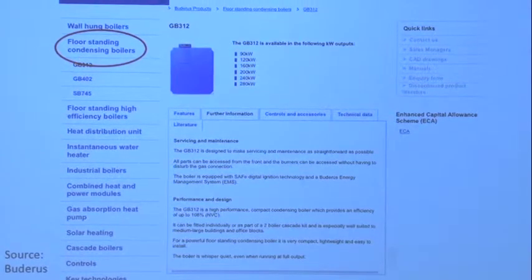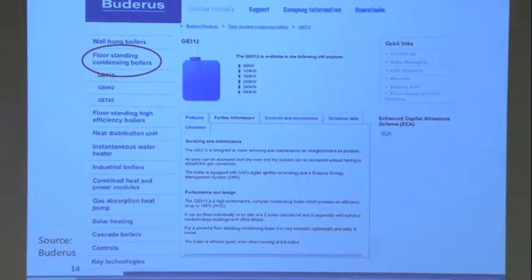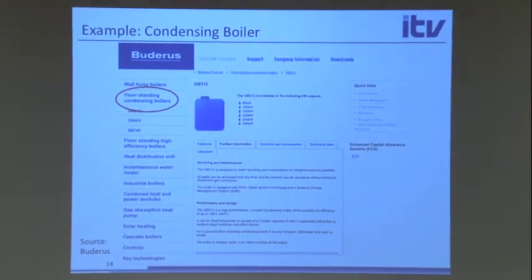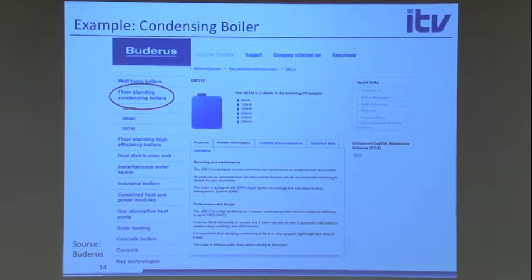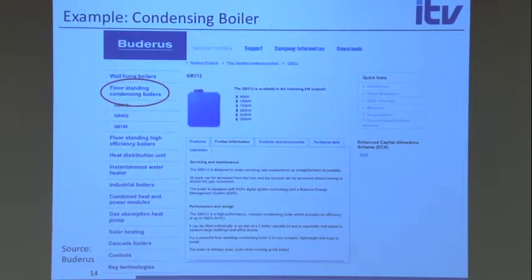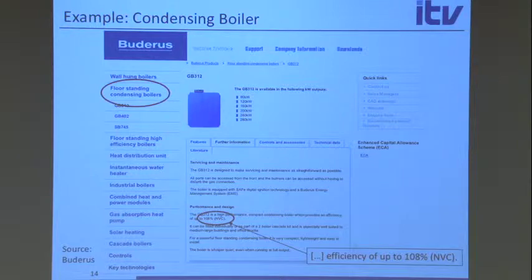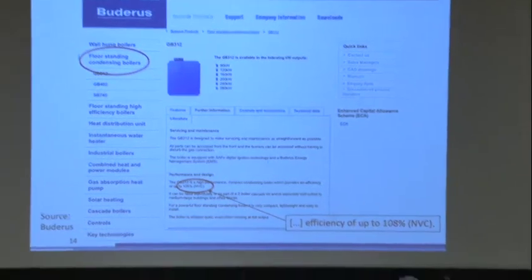You see here, this is a so-called condensing boiler. That's the new heating technology. This is a typical system that you have in your house that burns natural gas and provides heat for the house, let's say. And a condensing boiler here from this company, Buderus. And look at what this says. The efficiency is up to 108%.